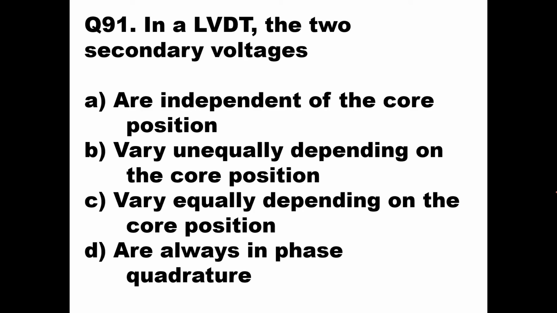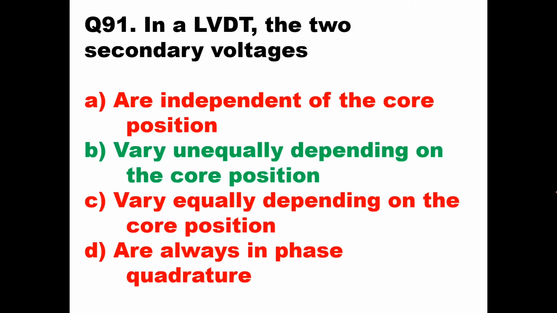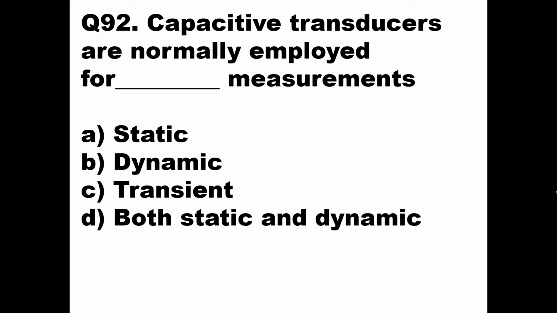Out of this, we see that if the core is at the center, then both the secondary windings will give you the same voltage. But if the core moves up or down, then they vary unequally. There is an unequal voltage in the two secondary windings. So option B will be the right answer, they vary unequally depending on the core position. So in an LVDT, the two secondary voltages vary unequally depending on the core position. Okay, then we'll go to the next question, question number 92.